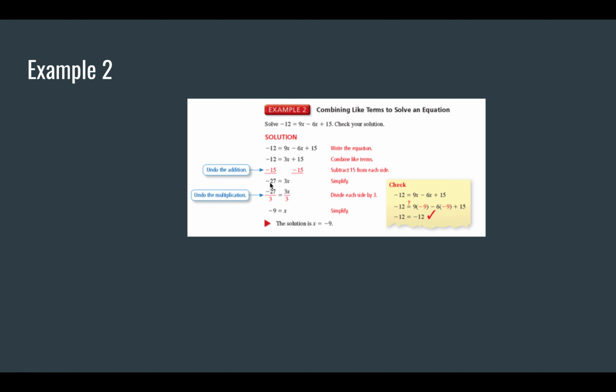After you simplify, you get negative 27 equals 3x. And then you have to divide each side by 3, and you get x equals negative 9. Then for the check, you just insert negative 9 for x, and the answer comes out to be the right answer.